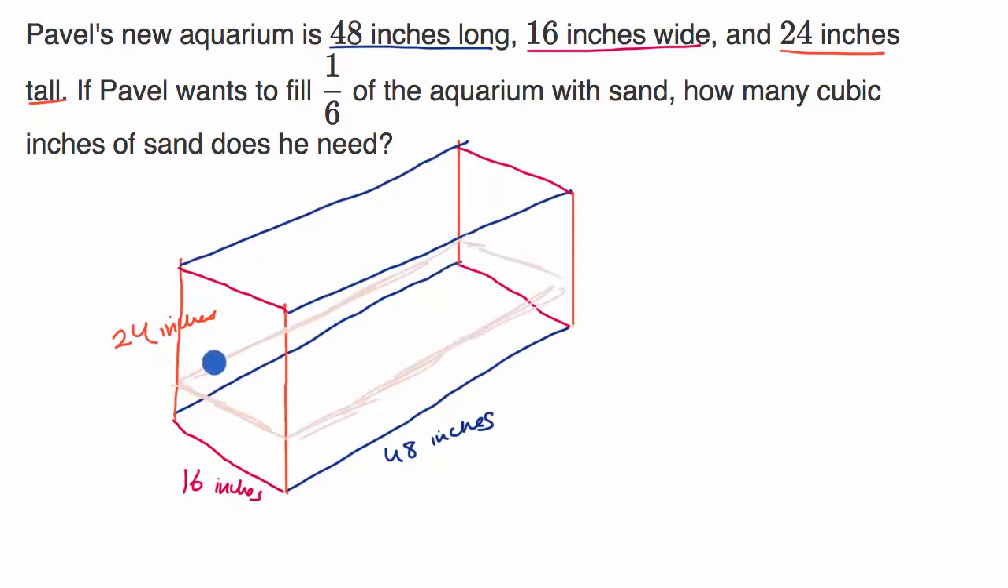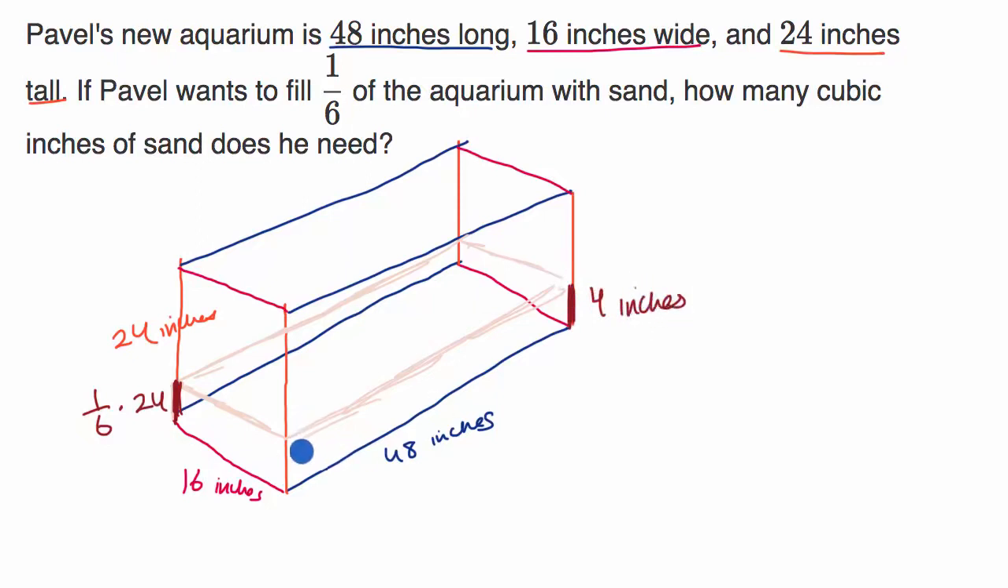Well, this is this height right over here, let me do that in a deeper color. So this height of the sand is going to be 1/6 of 24 inches. So 1/6 times 24. Well, 1/6 times 24 is the same thing as 24 divided by 6. So this height right over here is going to be 4 inches.